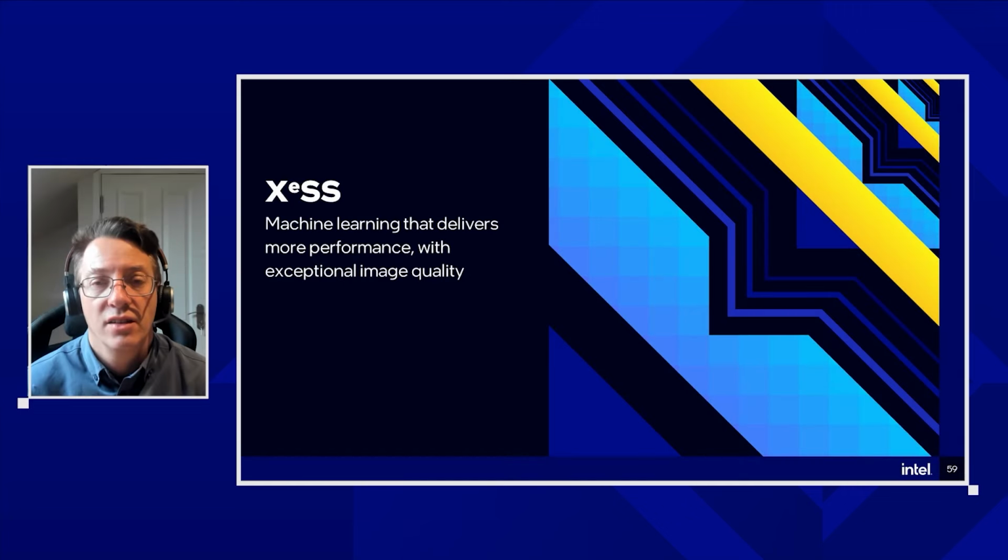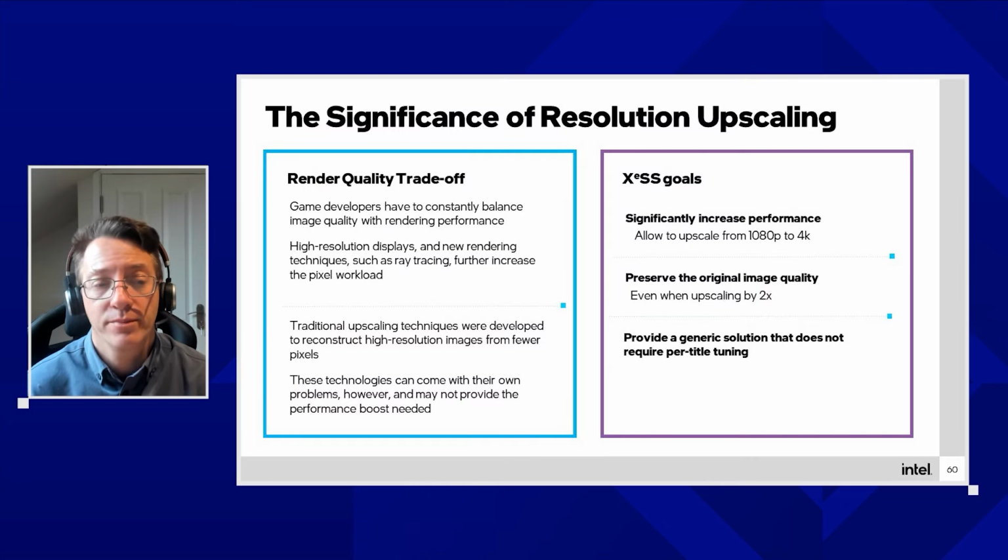Thank you, Alexandro. So, for the final part of today's talk, I'd like to cover Intel's XeSS, a machine learning approach that delivers high performance with exceptional image quality for upsampling. To phrase the basic problem, game developers have to constantly balance the need for increased image quality with rendering performance. High-resolution displays and new rendering techniques such as ray tracing that we've just covered further increase the per-pixel workload. There are a range of traditional approaches for upsampling, but they each come with their own set of trade-offs.